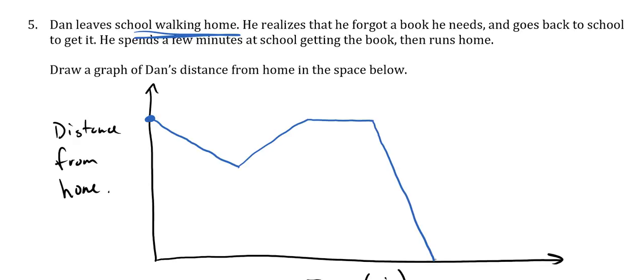But this is steeper. So the things that you're looking for in a story graph is the steepness of the line representing speed. He's walking home, so it's slow, it's not steep. He's running home, so it's faster, so it's a lot steeper. Where does it start? Where does it end? It better end at home. And there's almost always a flat part to show that no movement we represent with a flat horizontal line, because time is passing, but the distance isn't changing.